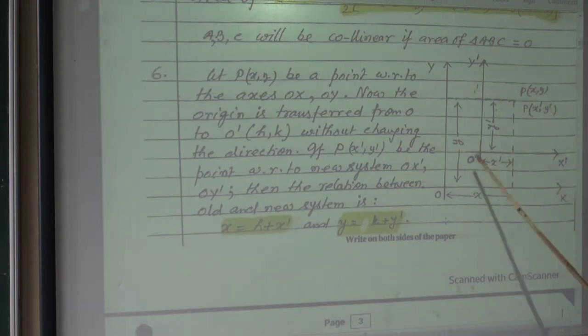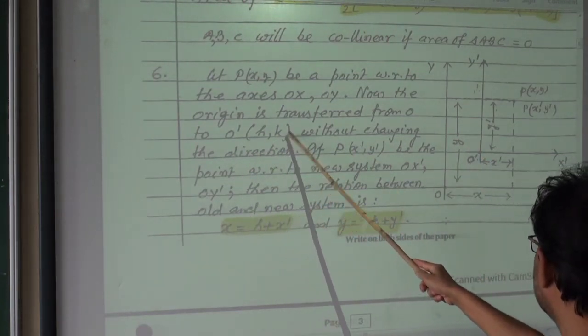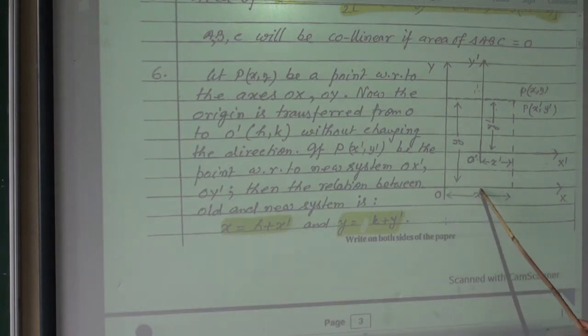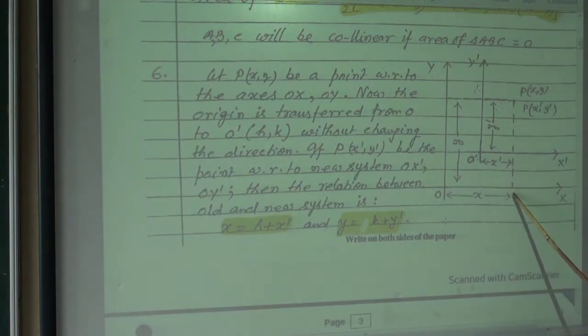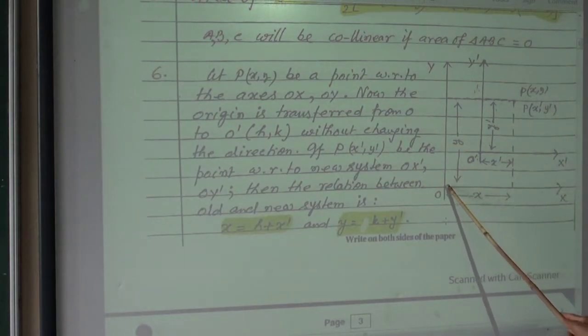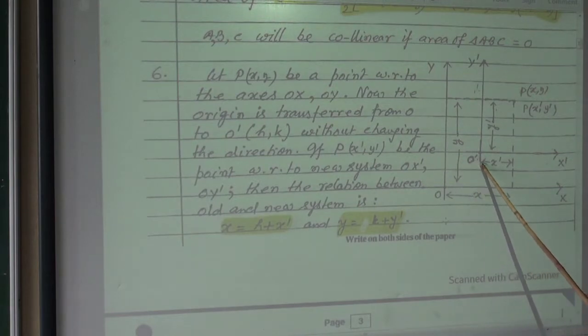If the origin is shifting from O to O dash, where coordinate of O dash is (h, k). That means this length is h and this length is k. This is x, this is y. That's why coordinate is (x, y). With respect to this system, this is x dash, this is y dash. That's why (x dash, y dash). Now what is the relation? See, from here to here is h, from here to here x dash, and here to here is x.